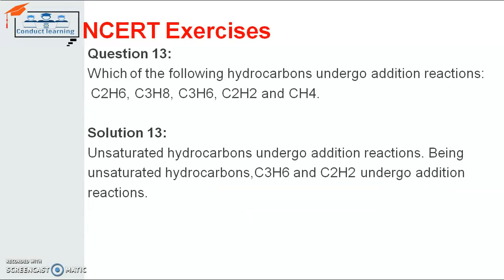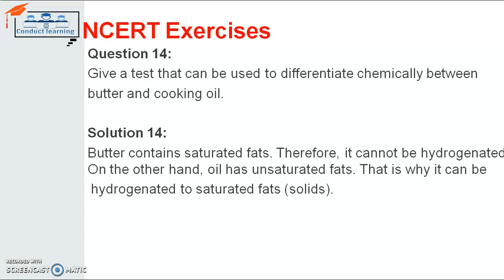Which of the following hydrocarbons go under hydrogenation or addition reaction? The hydrocarbons which do not have a complete set of hydrogen atoms, that is, which have double or triple bonds between carbon atoms, or which are unsaturated hydrocarbons, need hydrogenation or addition reaction. The examples given here are C3H6 and C2H2, because they are from the ethene and ethyne groups. So that's why they need a hydrogenation or addition reaction to become saturated hydrocarbons.